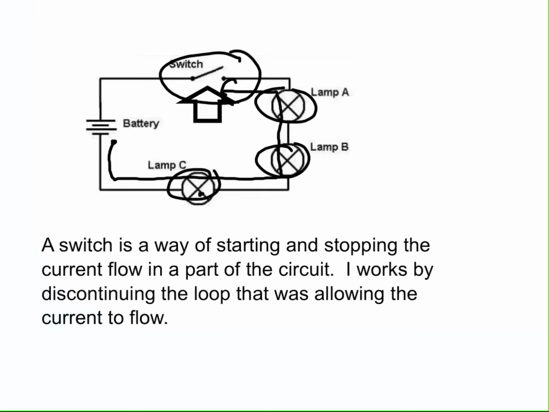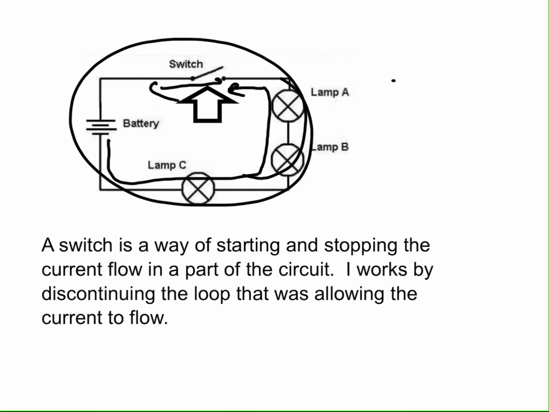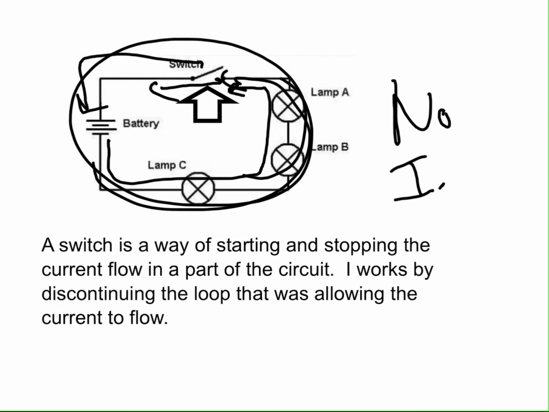Now, this here, this switch, is open, which means if the current got to here, it can't go any further. So there would effectively be no loop. And without a loop, there is no current. Okay? So when the switch is open, no current can flow because there's no closed loop. So it has no way of getting all the way over here.